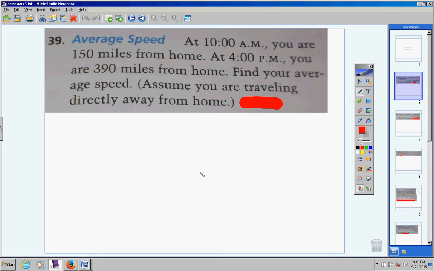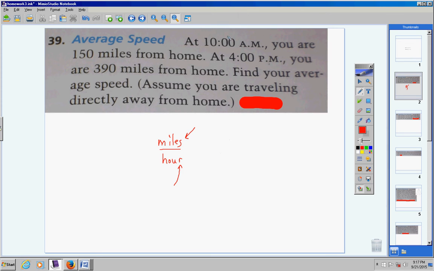At 10 a.m. you are 150 miles from home. At 4 p.m. you are 390 miles from home. Find your average speed. Now, understand something. Average speed would mean miles per hour. In other words, how many miles did you drive in a certain amount of hours? So this should not be too difficult to find.